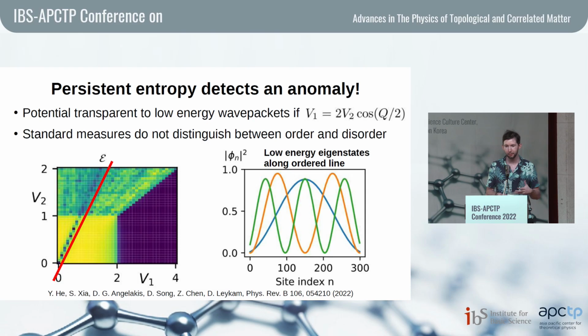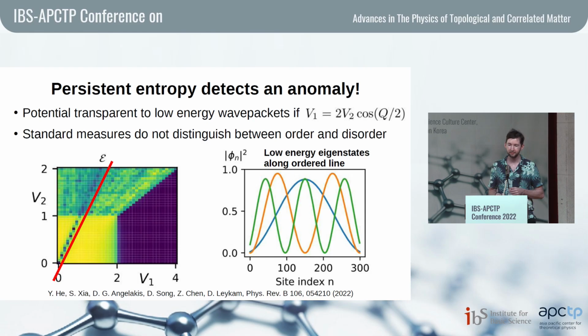If we plot the low energy eigenfunctions along this line, you see they take a quite simple standing wave form, suggesting that even though we have this non-zero quasi-periodic potential, these eigenfunctions don't feel this disorder at all. If we look more carefully at this line, we find it's given by this relation between V1 and V2.